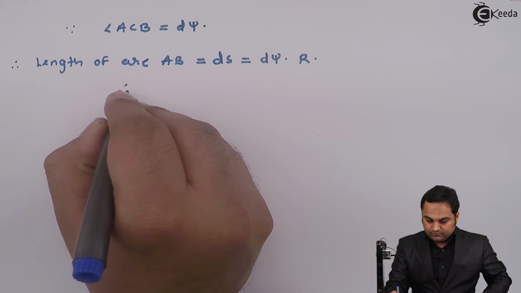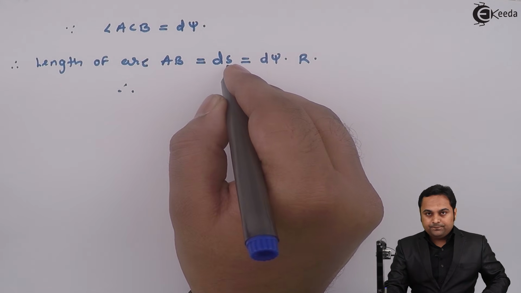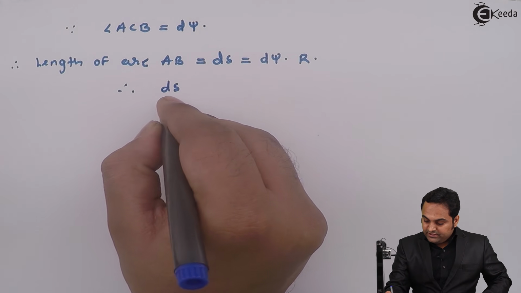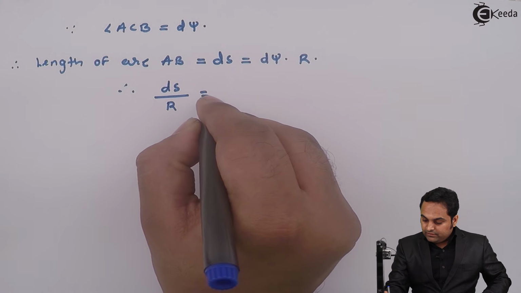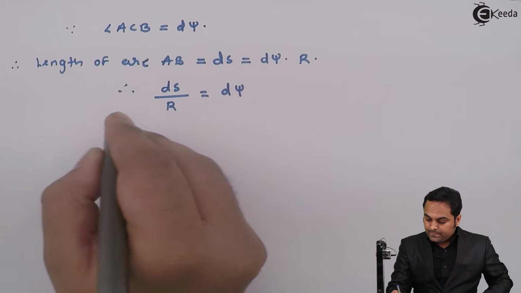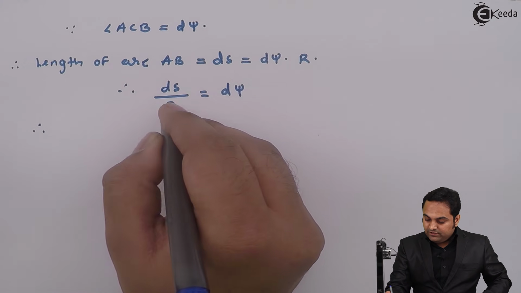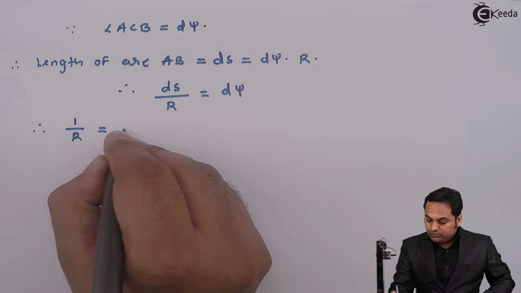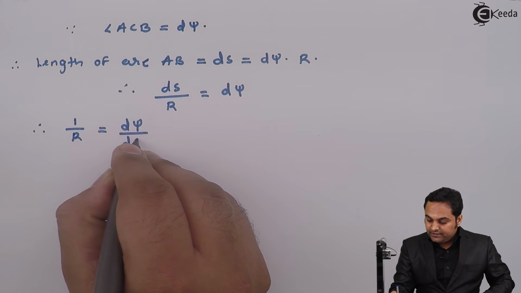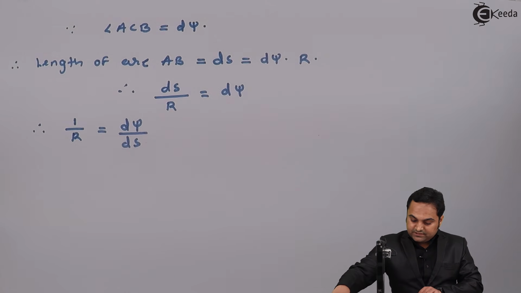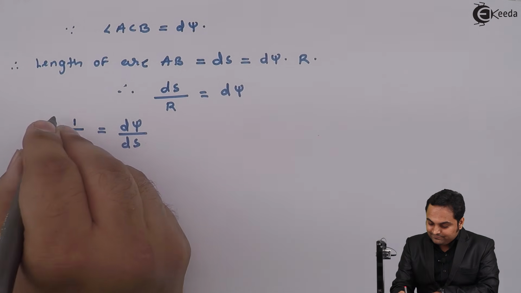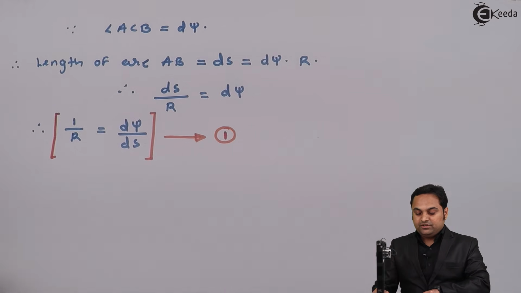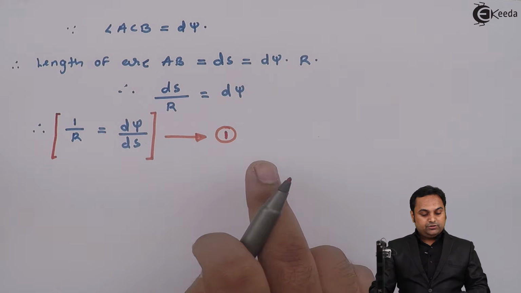Next, for this term which I am getting here, I'll shift r to the denominator. So I have ds upon r is equal to d psi. Therefore, I will shift ds to the denominator. So here I have 1 upon r is equal to d psi by ds. Now I will keep this as my equation number 1. This will be equation number 1 for us, and this we have got from the length of arc.